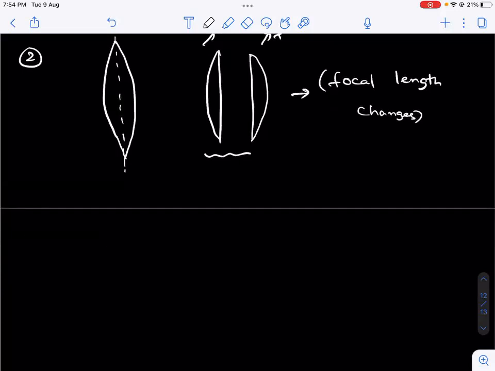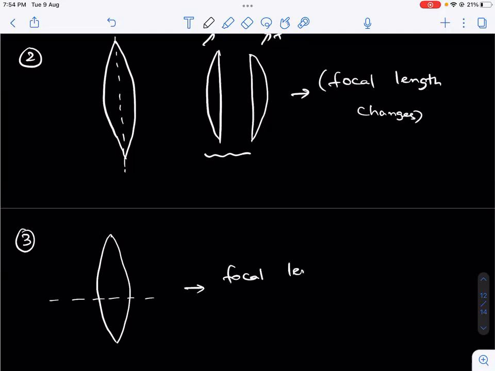Whereas if the same lens is cut horizontally, the focal length remains the same. Why? Why is it changing in the previous case and not changing here? Because in the previous case, R will change, because one is curved and the other becomes a planar surface. Whereas in the third scenario, both have the same radius of curvature. So it is going to have the same focal length.